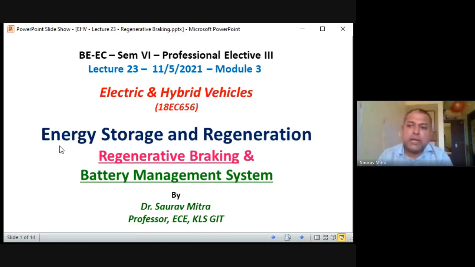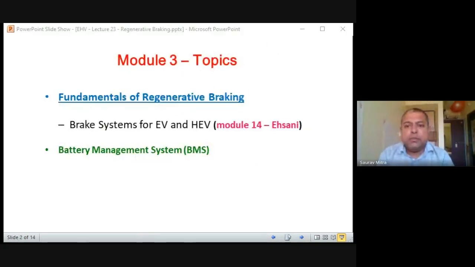Now, the next two topics will be more like block diagram representation and explanation of bigger systems. So what we are going to see today is, there are mainly two topics. One is the concluding part of regenerative braking, the main two types of braking that we are going to see today. And the other is whatever was the remaining part of battery, that is the battery management system.